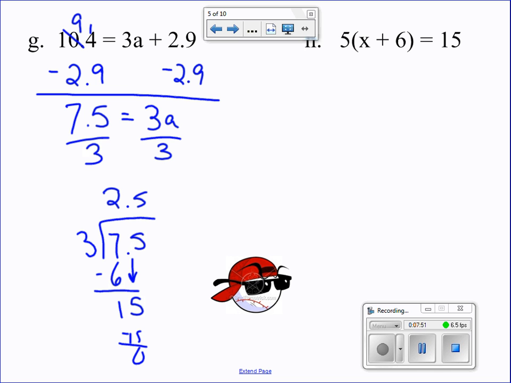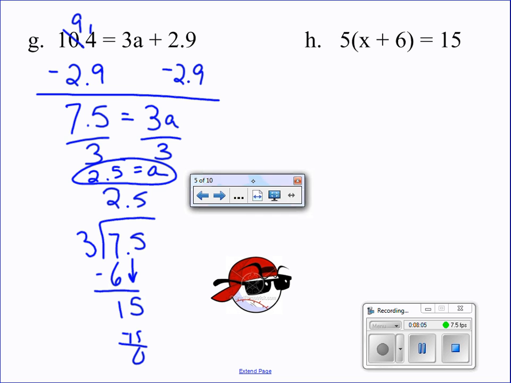So now, when I divide 7 5/10 divided by 3, it's going to have 2 5/10 is equal to a. Circle that for less confusion. Okay. Down on H, I'm noticing I'm going to have to simplify that. I can't solve it, but I'm going to have to simplify it using the distributive property.